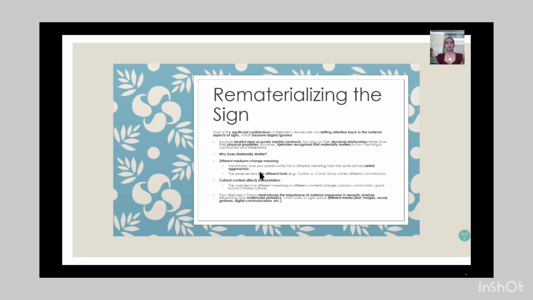So, first, different media change meaning. The phrase I love you spoken softly has a different meaning than the same phrase yelled aggressively. The same sentence in different fonts, for example Gothic versus Comic Sans, carries different connotations. Second, cultural context affects interpretation. The word red has different meanings in different contexts: sometimes it is danger, passion, communism, or good luck in Chinese culture. Thus, Hjelmslev's theory reintroduces the importance of material expression in semiotic analysis, influencing later multimodal semiotics, which looks at a sign across different media: text, image, sound, gestures, and digital communication.